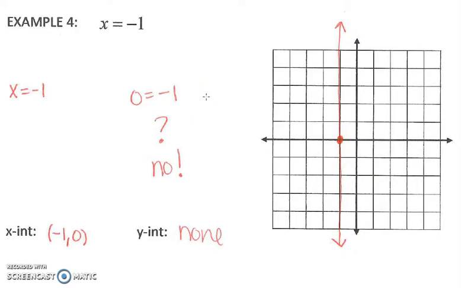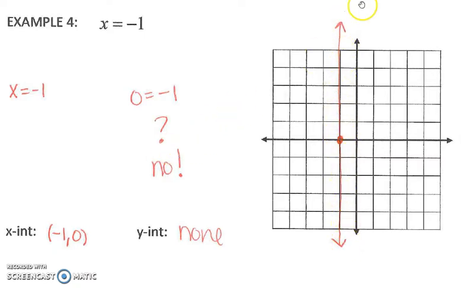Let's try example 4. Example 4 is x equals negative 1. So here, the x-intercept is (negative 1, 0), but there is no y-intercept. So there is none. There's no y-intercept here. So what you're going to do is put a dot on negative 1 and draw a vertical line.